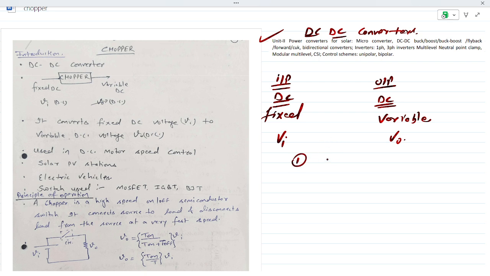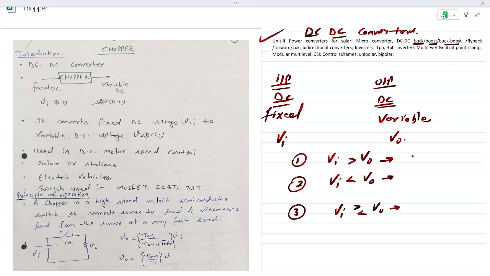The possibility number one is Vi is greater than V naught. The second possibility is Vi is less than V naught, and the third possibility is Vi can be both greater than or less than V naught. So based on these three relationships, there are three types of DC-DC converters: the buck converter, boost converter, and the buck boost converter. This is the buck converter, this is the boost converter, and this is the buck boost converter.